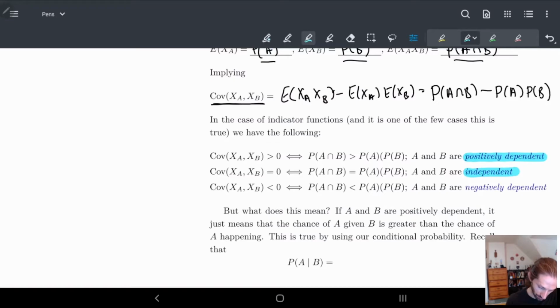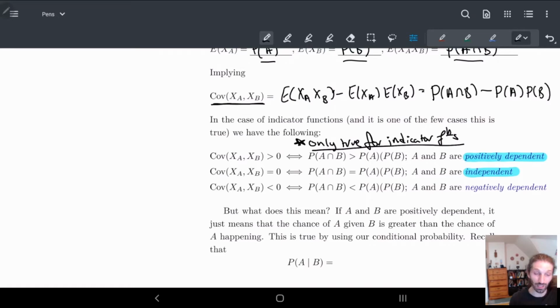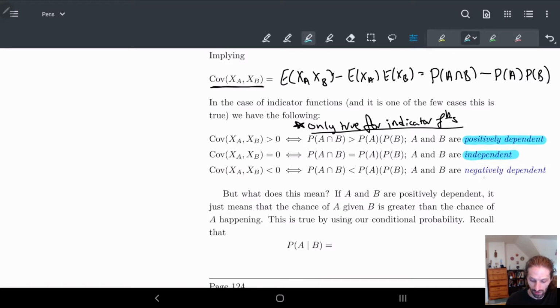Note that this is only true for indicator functions, this if and only if. One direction is true for all random variables, but the other direction is not true for non-indicator functions. And if the covariance is negative, then we say negatively dependent.